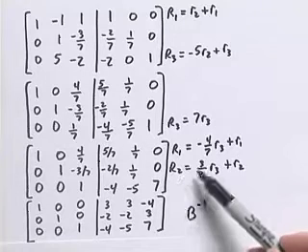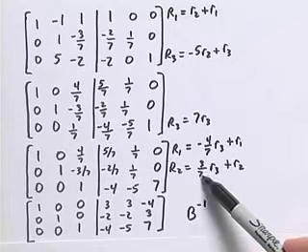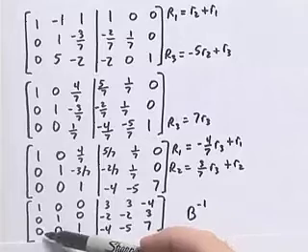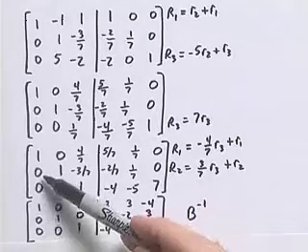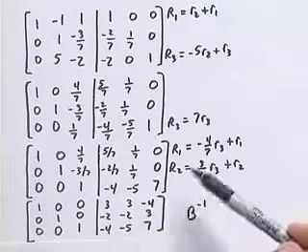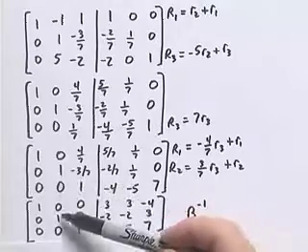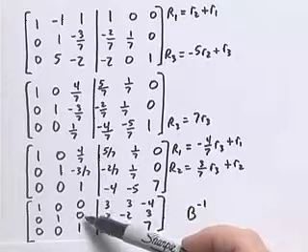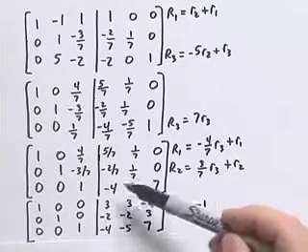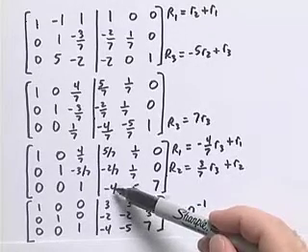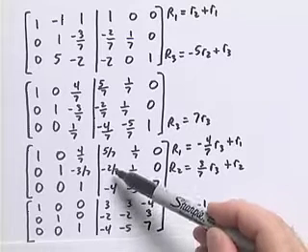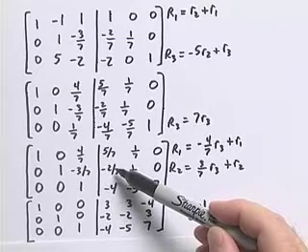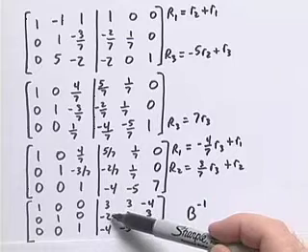Same idea here for row 2, except we multiply row 3 by 3/7 and add it to row 2. 3/7 times 0 plus 0 is still 0. 3/7 times 0 plus 1 is 1. 3/7 times 1 plus negative 3/7 gets us our final 0. 3/7 times negative 4, that's negative 12/7, plus a negative 2/7 is negative 14/7, which ends up being negative 2.